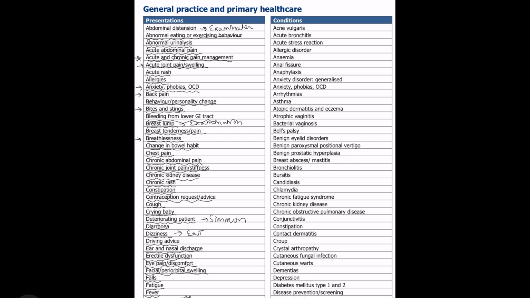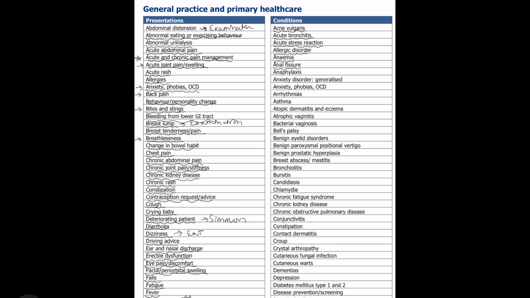Now, the conditions that these presentations can come in are acne vulgaris, which is a part of dermatology. Acute bronchitis, this occurs in pediatric cases. A pediatric patient presents with a presentation similar to asthma. Acute stress reaction, and this is most likely due to an ongoing infection or allergy. Allergic disorder, same. Anemia, any underlying cause of anemia.